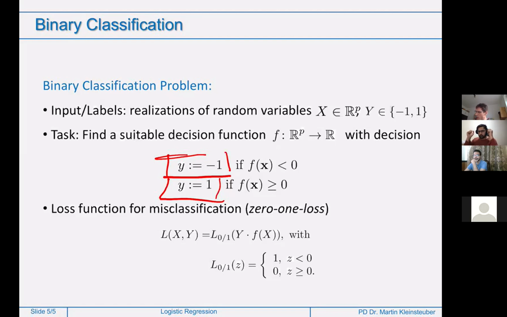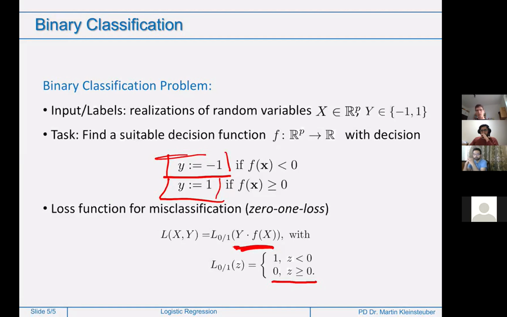We compare the signs of our output y and our decision function, and the signs are equal if the product is positive. If the product is positive, we have no penalty. That's good. If f of x tells us greater than 0, but the actual y that corresponds to it is negative, we get a penalty. That is, if the product of the outcome and your decision function is negative. So the 0-1 loss counts the number of misclassifications.